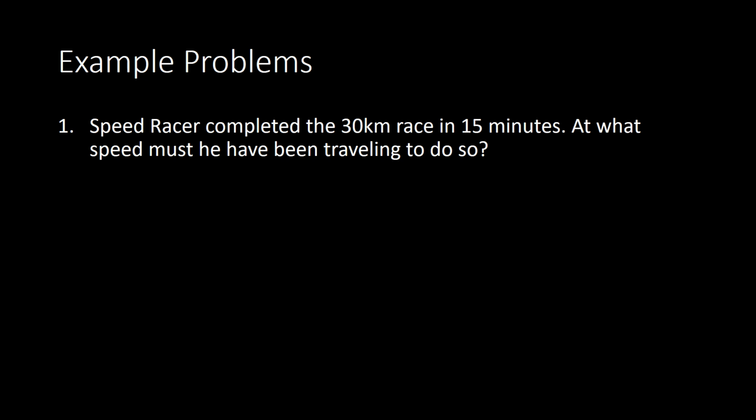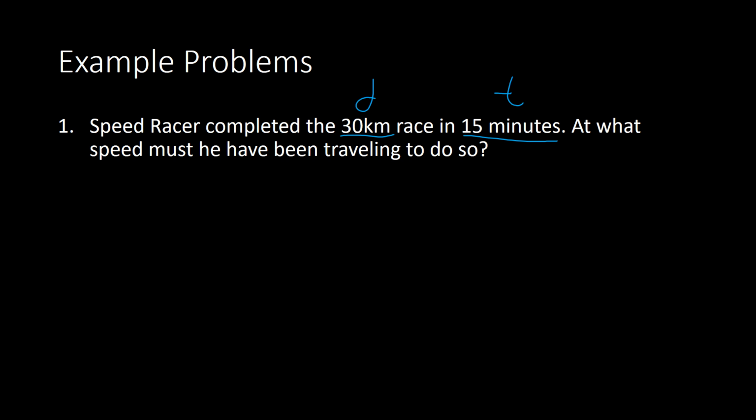So Speed Racer completed the 30-kilometer race in 15 minutes. At what speed must he have been traveling to do so? So we're going to start by identifying some key pieces of information here. 30 kilometers is my distance, displacement, change in position, whichever term you're most comfortable with. I'm just going to stick with displacement for the ease here. 15 minutes is my time.